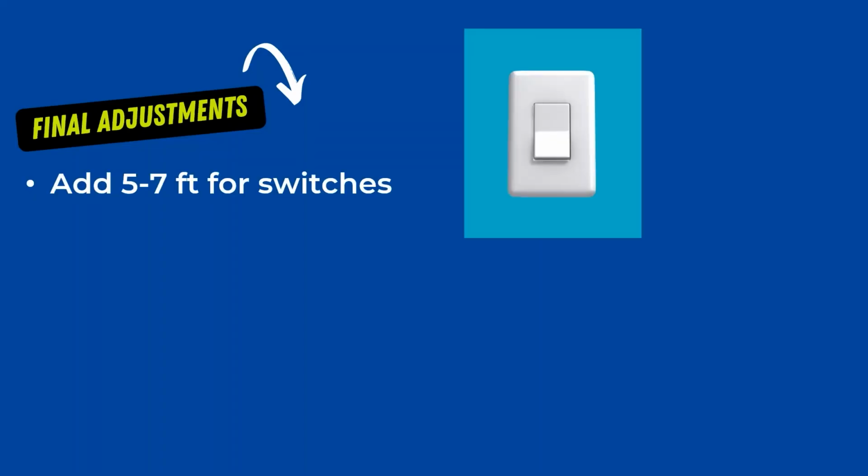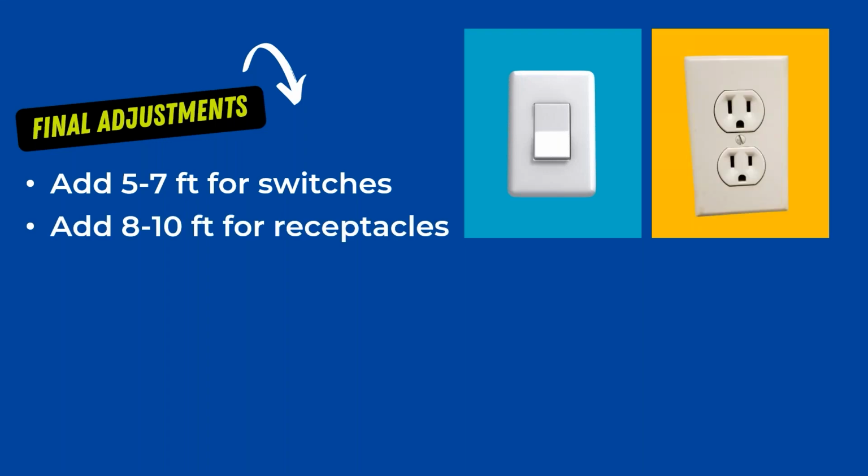Now, to that 10 feet, you still need to adjust primarily for vertical distances. That 10 feet is just the horizontal distance between points. So with lighting, you really don't need to add anything because it's all on the same level in the ceiling for the most part. Maybe you have some drops to some items, but for the most part, the lighting is up above. For switches, you need to add 5 to 7 feet to get down to the switch. For receptacles, it's more like 8 to 10 feet.